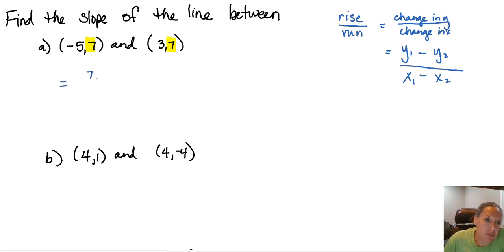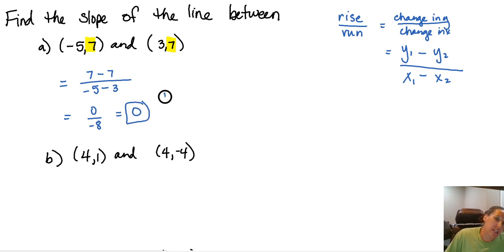So we're going to get 7 and -5 from our first point, always the y over the x. And then we're going to subtract 7 on the top and 3 on the bottom. When we simplify this, we're going to get 0 over -8, which is 0. And what that means is we have a horizontal line. A horizontal line has a slope of 0. There's no rise, but it'll run. And so if I draw a straight line, we're going to get a line that is horizontal, has no slope.